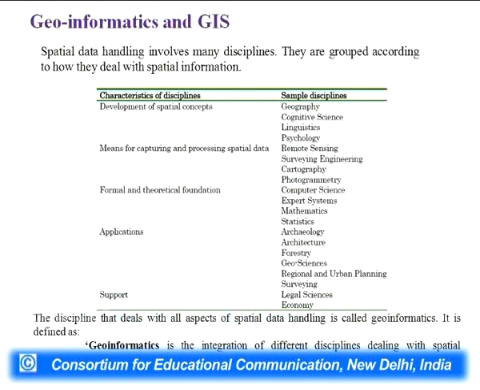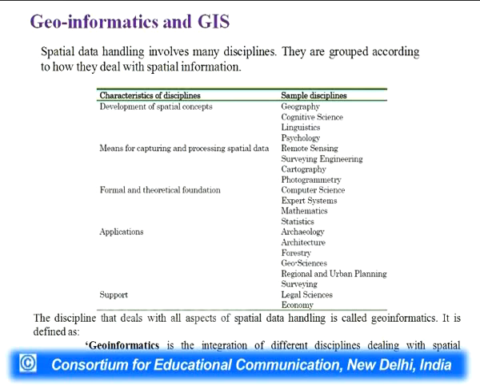Geoinformatics and GIS. Some people want to know what geoinformatics is and how it is different from GIS. So, spatial data handling involves many disciplines, and they are grouped according to how they deal with spatial information: development of spatial concepts, means of capturing and processing spatial data, formal and theoretical foundations, applications and support. These are the characteristics of the discipline, and with the help of all these components, we club them and make a discipline which is known as geoinformatics.